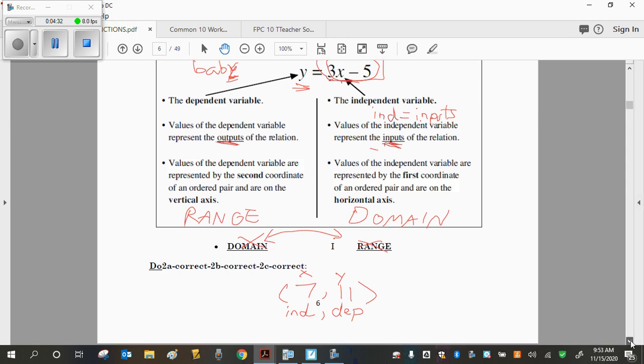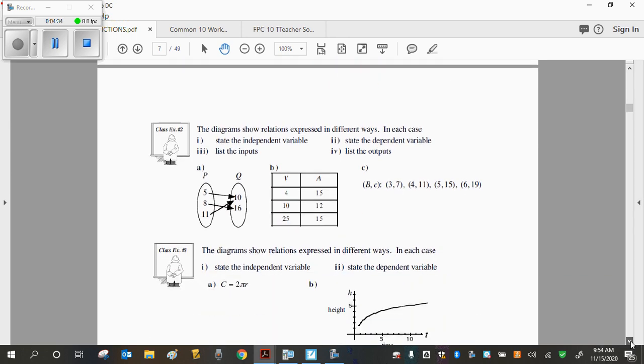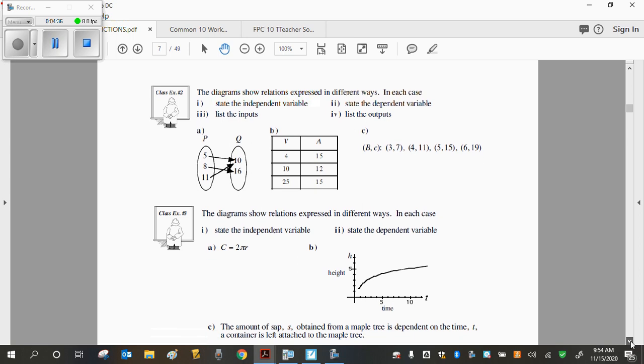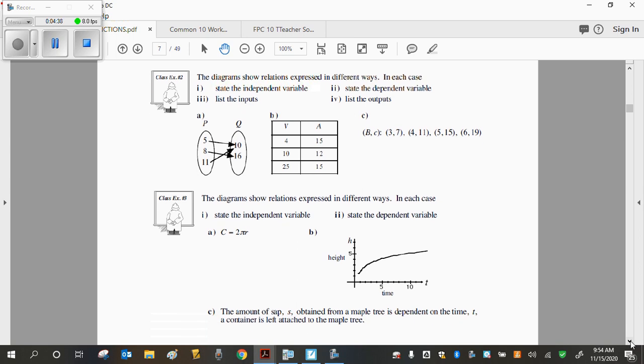All right, flip the page, next page. Let's do example 2 together. Just the first one, A. It says independent, dependent, inputs, outputs. And so this is what they mean. First of all, you need to understand that independent variable and dependent variable are going to be a letter. Okay, so if you put 2, 4, 6, 8 for your dependent variable, that's wrong. Your dependent variable has to be a letter.